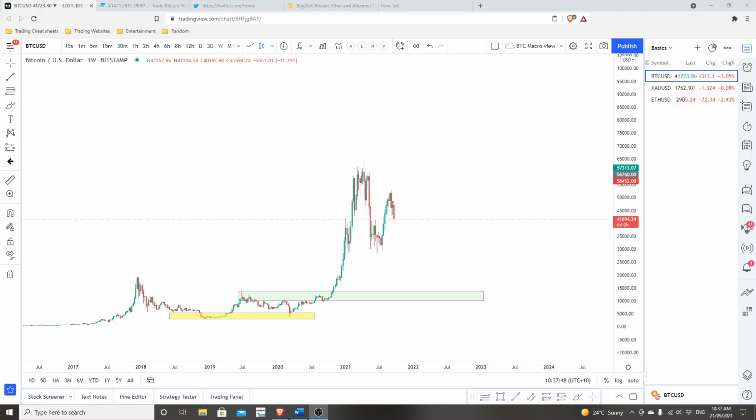Today we're going to go through crypto cycles at the start, or basically the Bitcoin cycle. We're going to look at support and resistance trading.